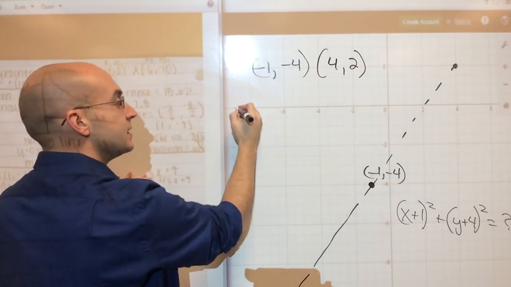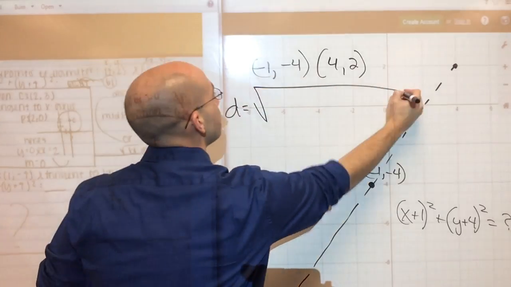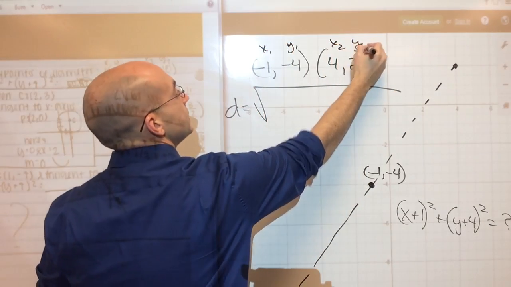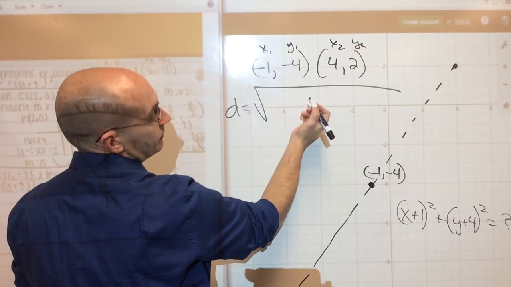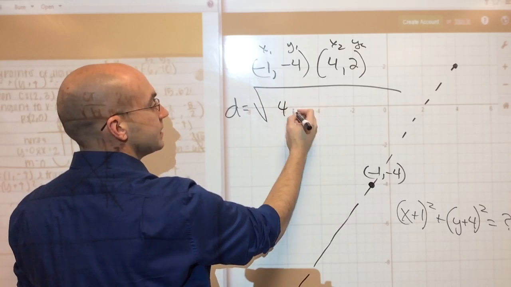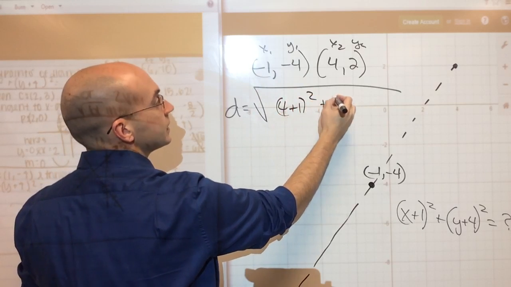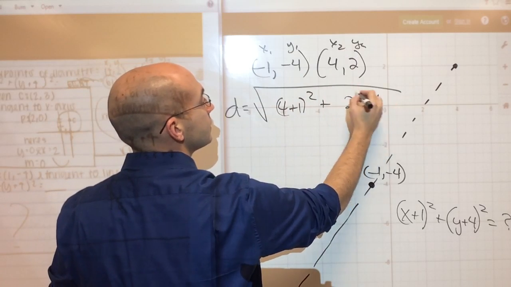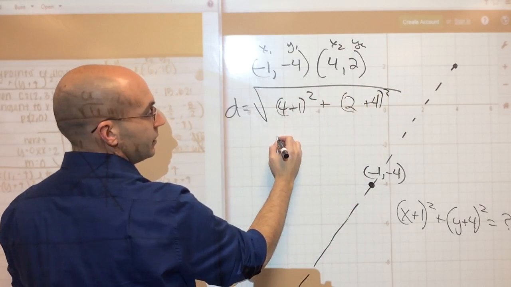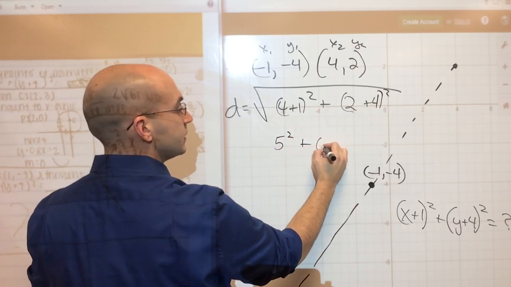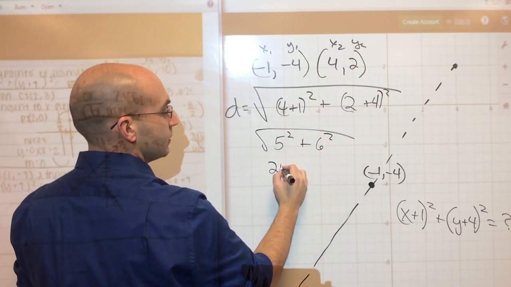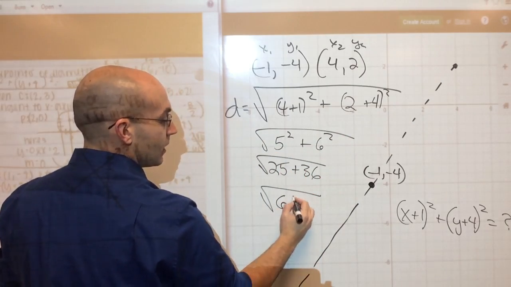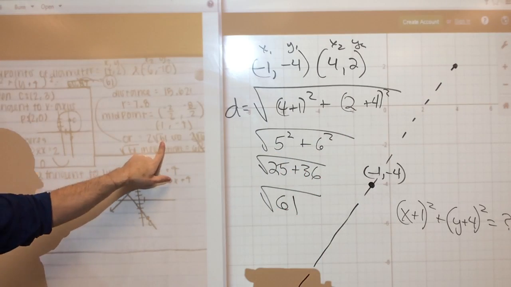Now let's put this into the distance formula and see what we've got. So x1, y1, x2, y2. It doesn't matter the order. 4 minus a -1, so 4 + 1 squared, plus 2 + 4 squared. So this is going to be 5² + 6². So this is 25 + 36. So what I have is the square root of 61, because what you had, right? I don't know what that is.